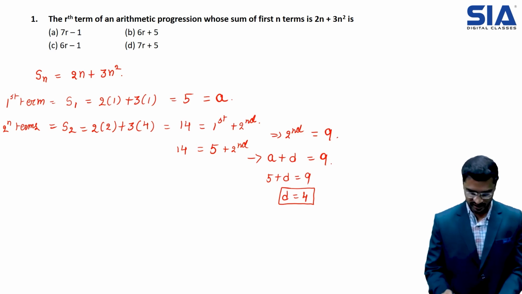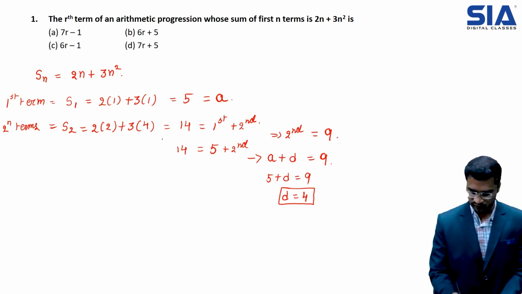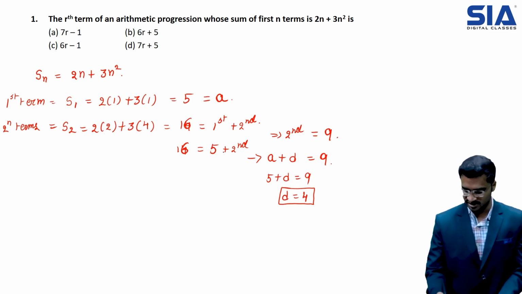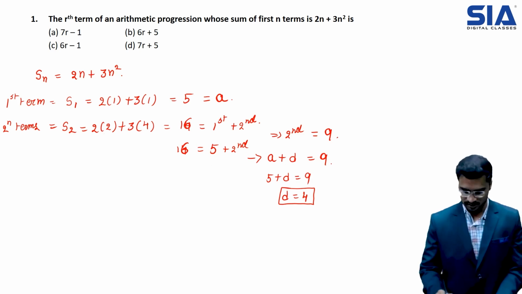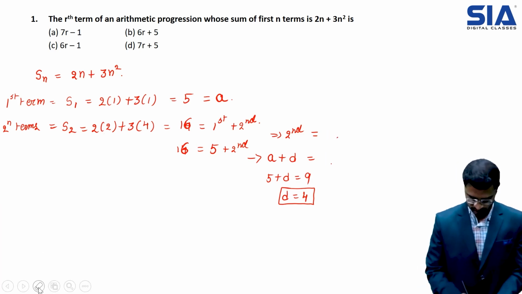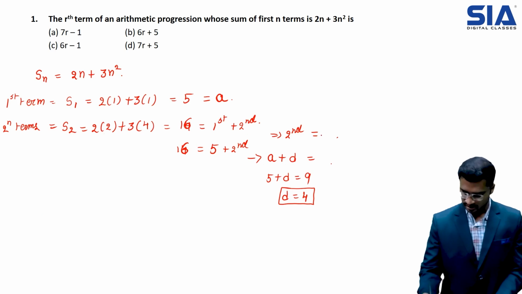Let us see once again. So 4 3s are 12, 12 plus 4 is 16. Sorry, the value here should not be 14, but it should be 16. So if this is 16, then the second term will be 11. So this will not be 9, it will be 11.